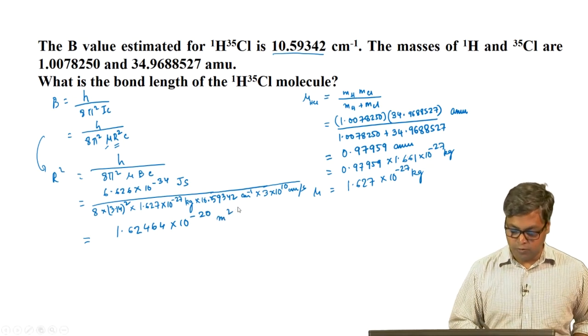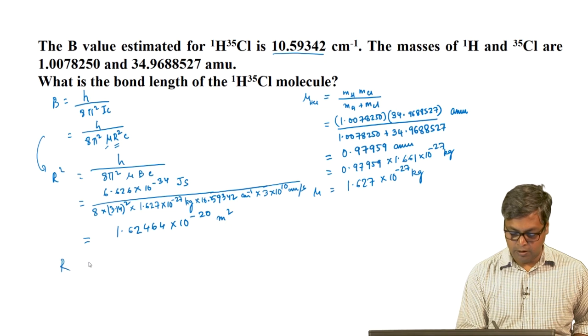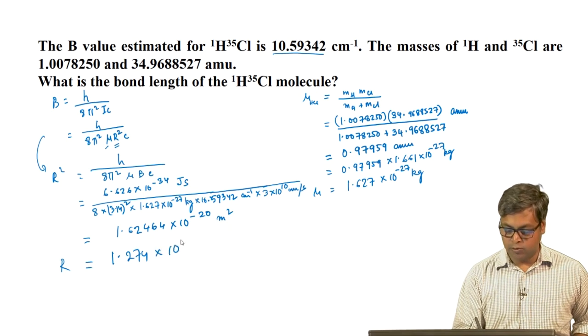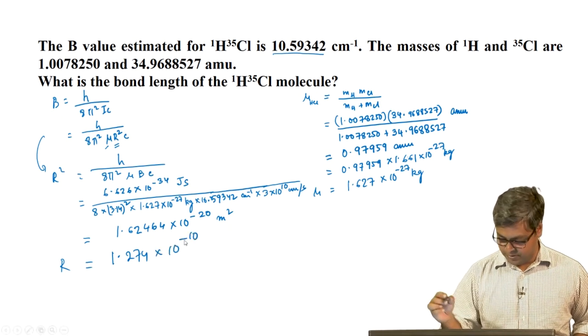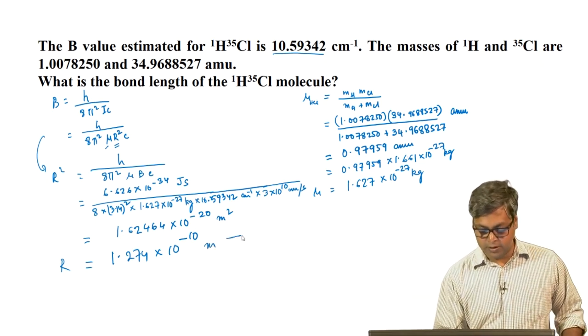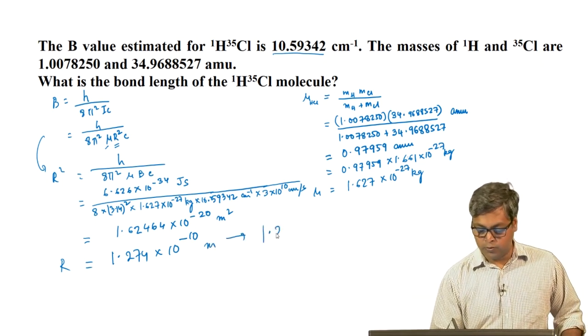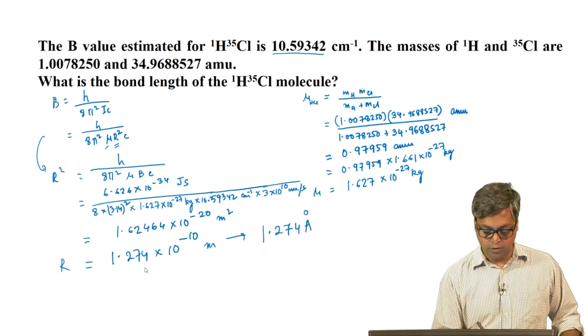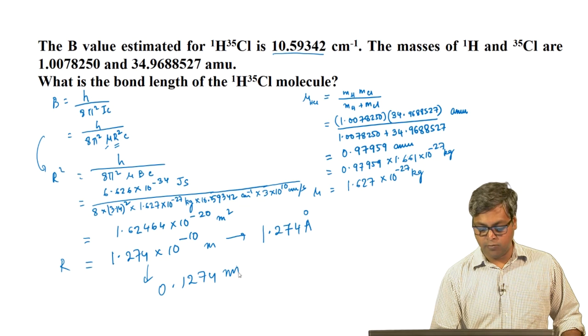If you take the square root of this, then r becomes 1.274 times 10 to the power minus 10 meter. So, you can either express this as 1.274 angstroms, or we can say this is 0.1274 nanometers.